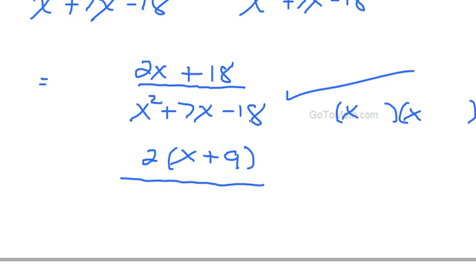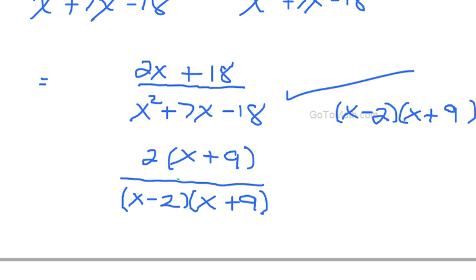We need two numbers that multiply to give us negative 18, and when we add them we get 7. What could that possibly be? What about a 2 and a 9? One of these is going to have to be negative. Negative 2 times positive 9 is negative 18, and when we add them we get positive 7. So down here in the denominator, we've got x minus 2 times x plus 9.